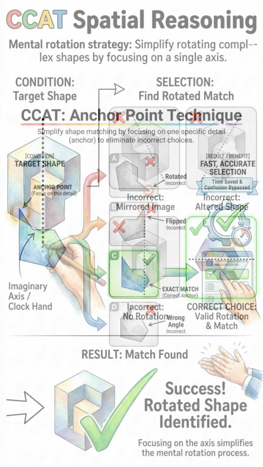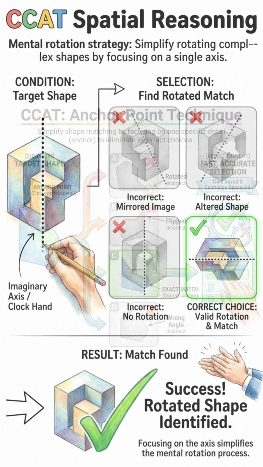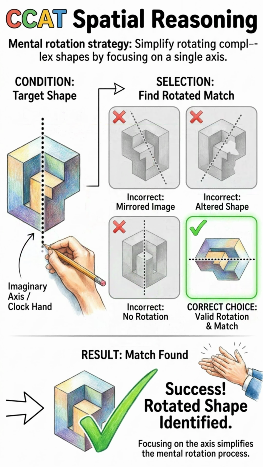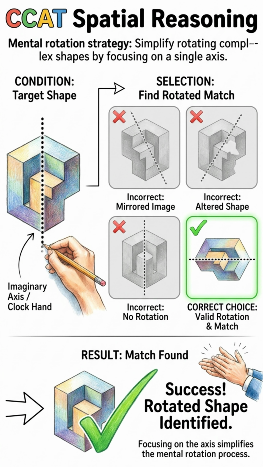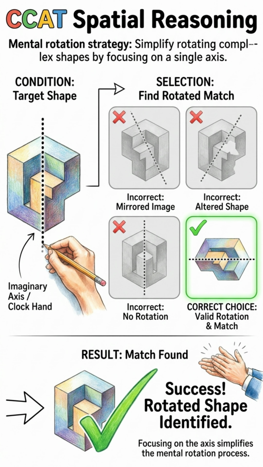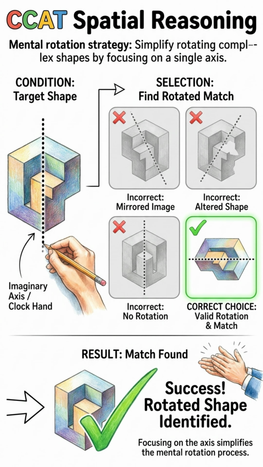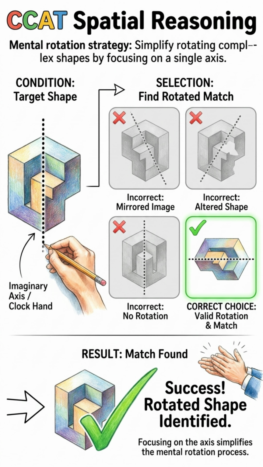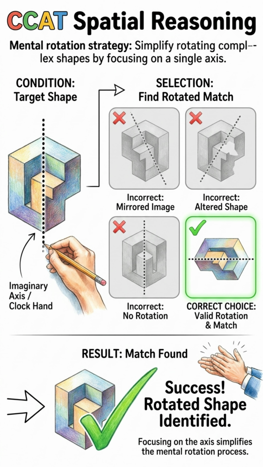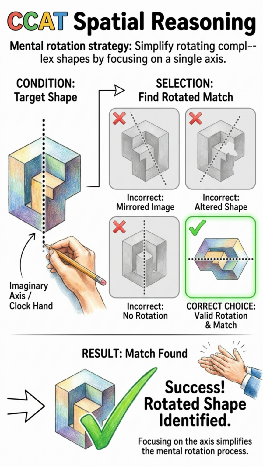Another major element of CCAT spatial reasoning involves mental rotation, where you must find a shape that is identical to the target shape but rotated by some degree. Many candidates struggle here because they try to rotate the entire complex image in their head at once. A better approach is to draw an imaginary line through the longest part of the shape, treating it like an axis or a hand on a clock. When you visualize this central line moving like a clock hand, the rest of the shape easily follows along in your mind. This simplifies the rotation process immensely.